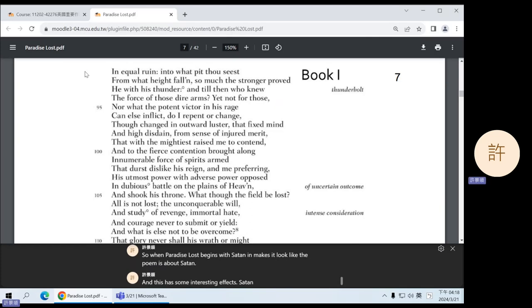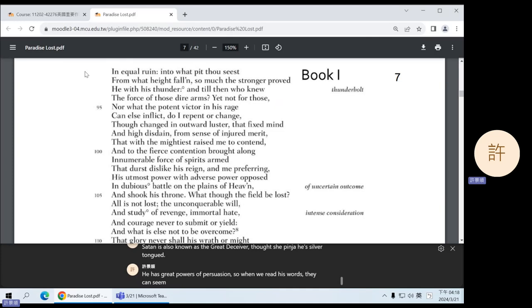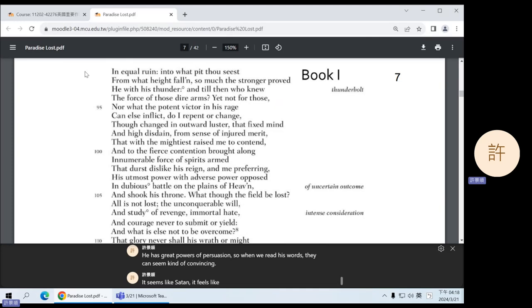Satan is also known as the great deceiver, 大欺骗家. He's silver-tongued. He has great powers of persuasion. So when we read his words, they can seem kind of convincing. It feels like Satan kind of makes sense. Maybe he was wronged by God. Maybe he is suffering. Maybe he does deserve to take revenge. And we'll take a closer look at that in next week's selection.